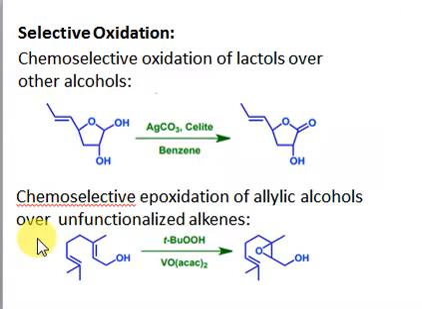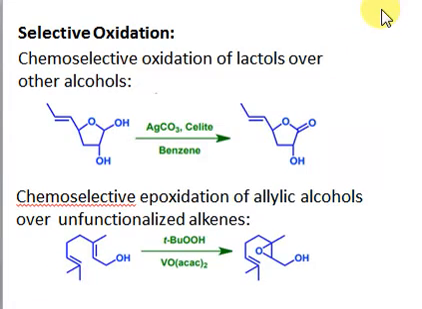Now we have selective oxidation of two carbon-carbon double bonds. Here we have a carbon-carbon double bond, and again a carbon-carbon double bond, but you can see this carbon-carbon double bond is part of an allyl alcohol, right? Here is a carbon-carbon double bond, next to it is CH2, and we have a hydroxyl group here. So this double bond is part of an allyl alcohol, while the other is not part of any such functional group.